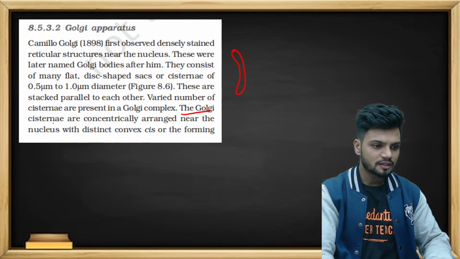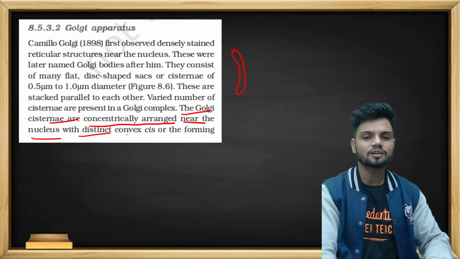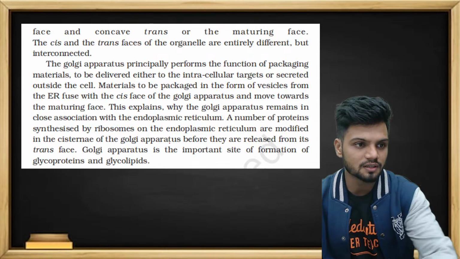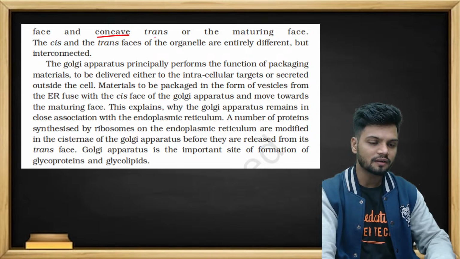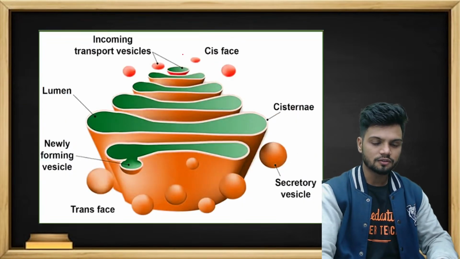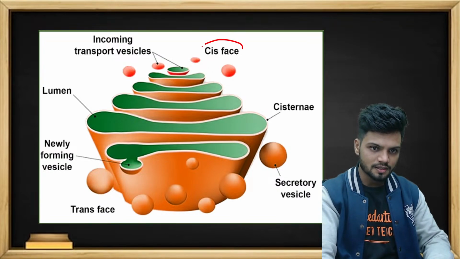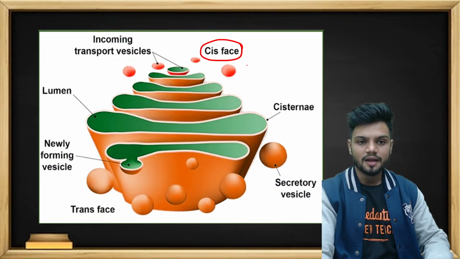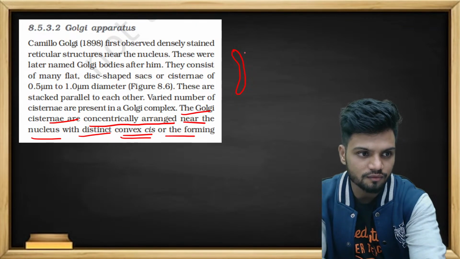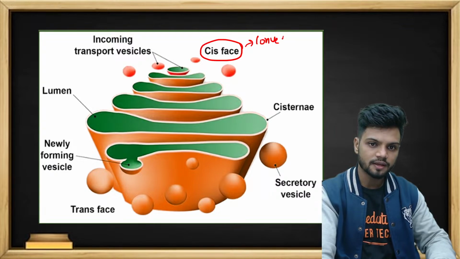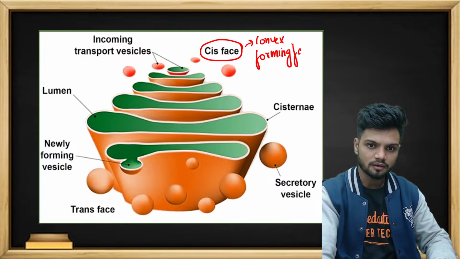Now the Golgi cisternae are concentrically arranged near the nucleus with a distinct convex cis or the forming face, and the concave trans face. Understand, students? Here, if you look, this is the Golgi body. This is how the Golgi body looks like. This part is called the cis face. The cis face is also your convex face, also called the forming face.